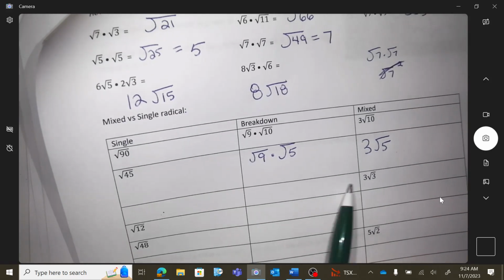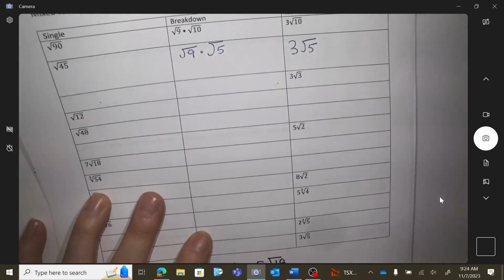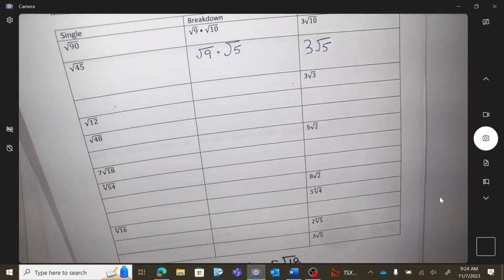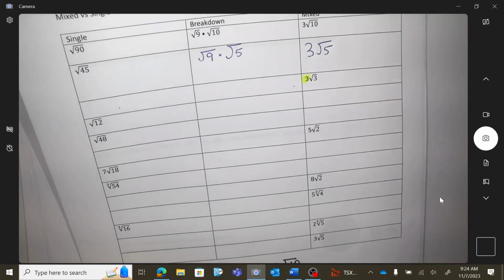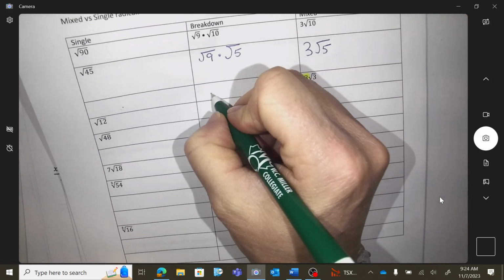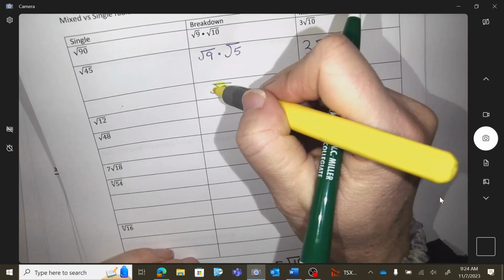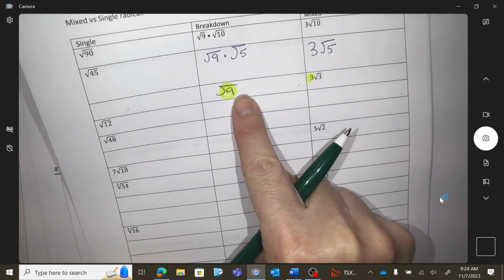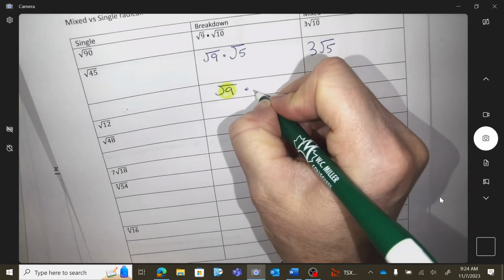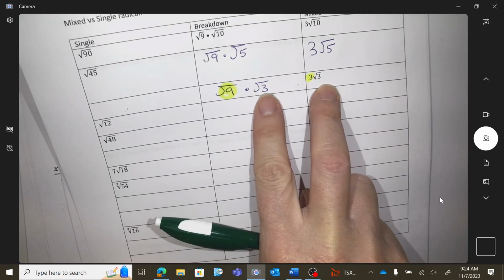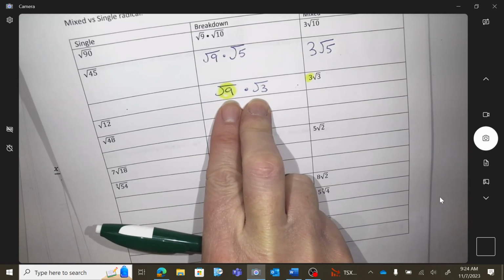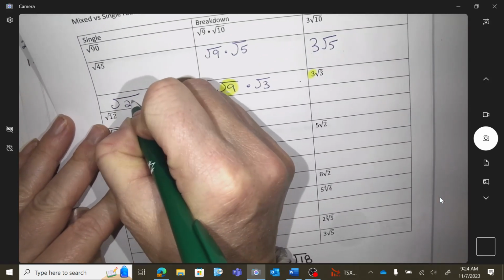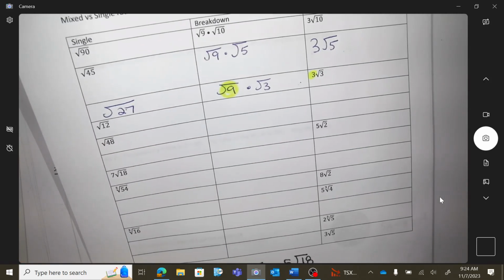Okay, how to work backwards. So this is mixed, and I'm going to take it into a whole. So how did I get a whole number 3? The square root of 9. So that's how I got that whole number 3. I did a square root of 9 times the square root of 3. And then this is radical radical, so it can be put together in a radical. So 9 times 3 is 27.